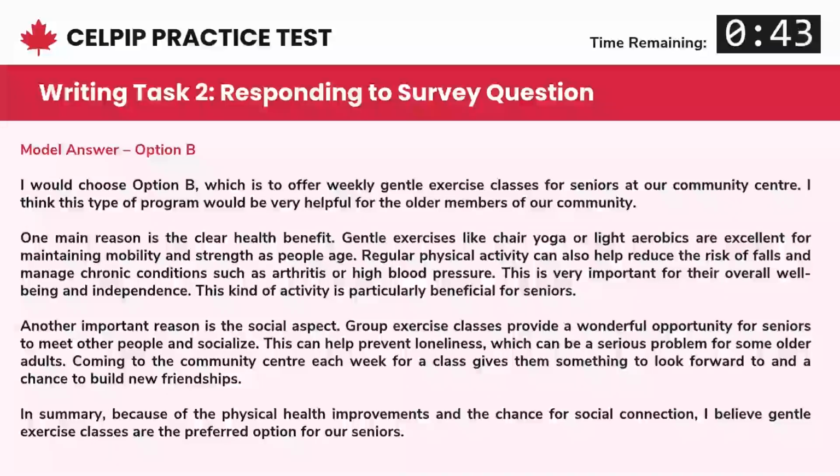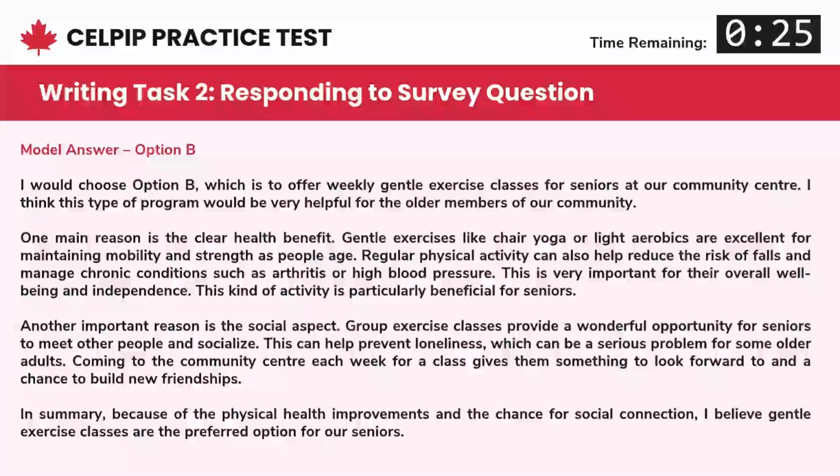It starts by stating the choice, then dedicates a paragraph to each main reason, providing details and explanation. It finishes with a concise conclusion that summarizes the writer's position. The overall tone is appropriately semi-formal for this type of task.